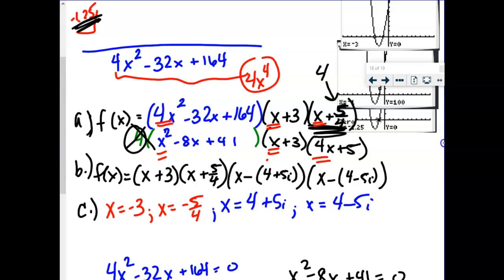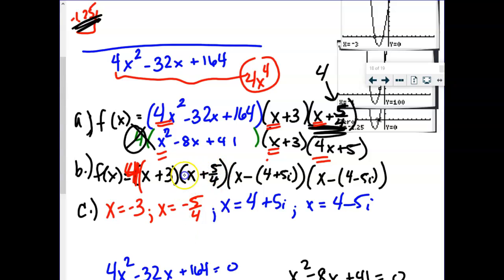However, I would argue that we've done something wrong. My lead term right now is x times x times x times x. I'm missing the 4. So I either need to just stick it in front of my problem like this, and therefore I have a 4.